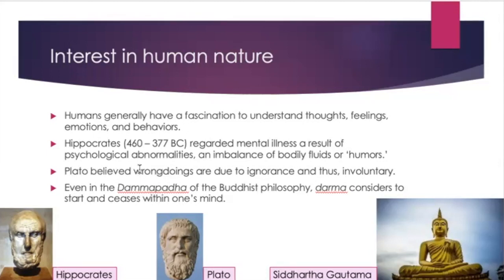For example, it says here: wrongdoings are due to ignorance and thus involuntary. What this means is if you do something wrong, it is because you don't know about it. So whatever things are happening are not actually our conscious thoughts. And very similar to that, I assume all of you are very familiar with the Dhammapada. If you go through the Dhammapada, the very first set of verses tells something. What does it tell? It tells that everything happens inside the mind, and it stops inside the mind itself.